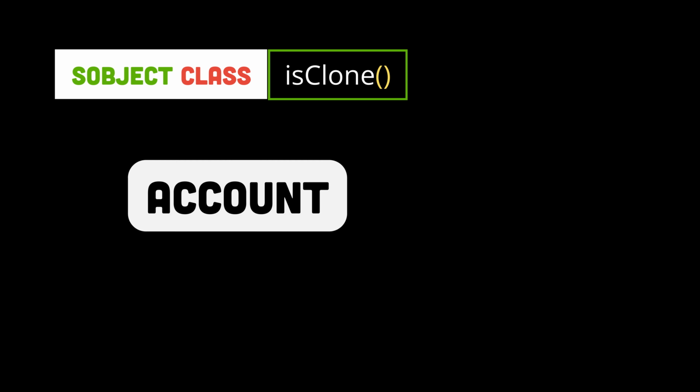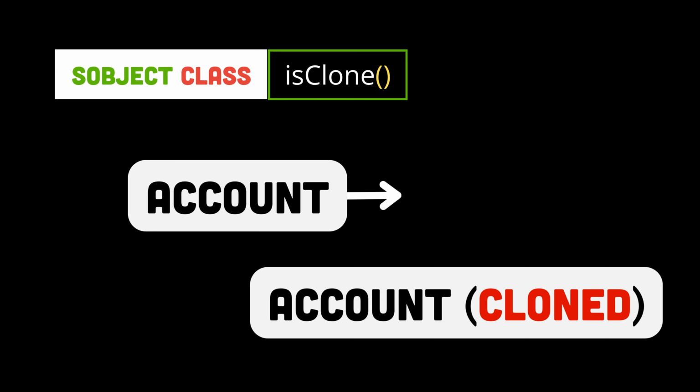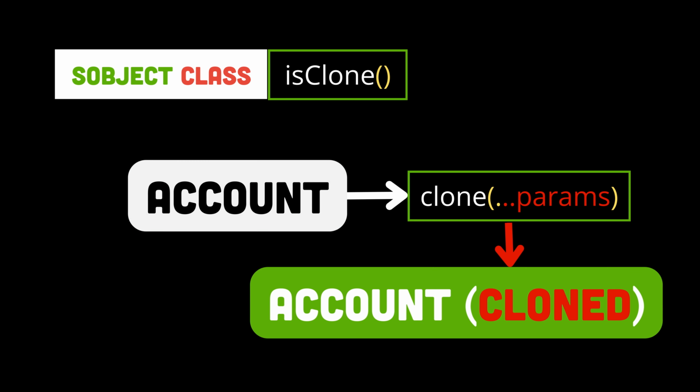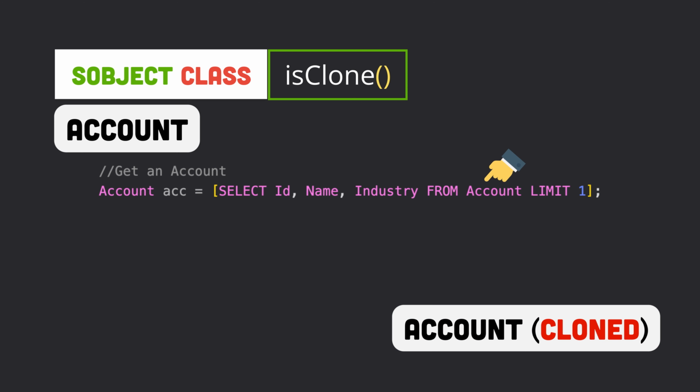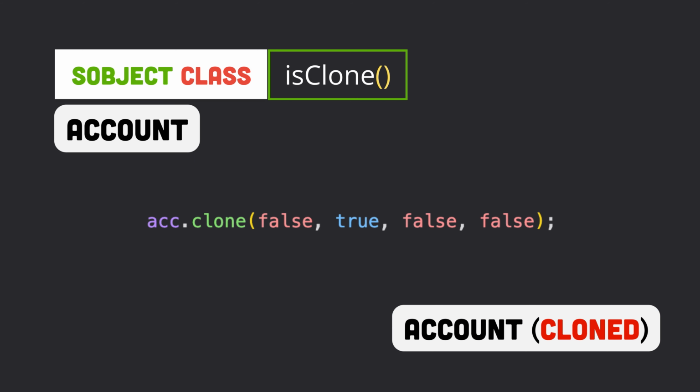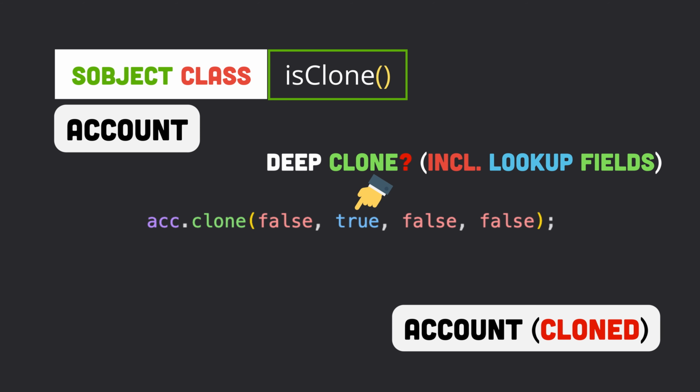Apex allows cloning an SObject record using the clone method, but the question is, how do we differentiate between the original and the clone? For example, here we retrieve an account using a SOQL query. Then we use the clone method on the account record and pass 4 Boolean parameters. The first parameter is for if we want to copy the ID field from the original record. The second parameter is if we want this to be a deep clone, which includes the lookup fields from the original record.